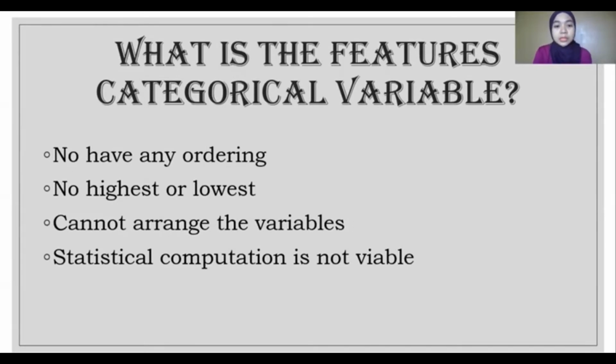For example, the average for gender does not make any sense. Gender, male and female, we cannot arrange them. We cannot rank them. And if I'm finding a mean between male and female, it does not make sense over here.